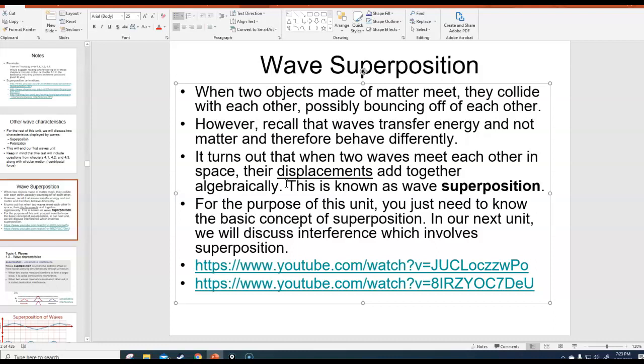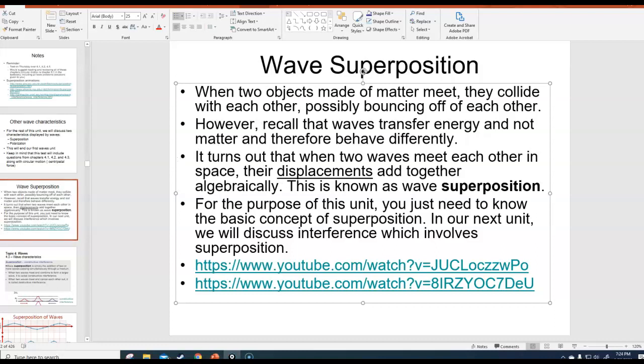And so it turns out that when you have two waves meet each other in space, you get what's called superposition. Okay, and superposition gets its name from the word superimpose, to layer things together on top of one another. So wave superposition is basically the property that waves have, whereby when they meet each other in space, their displacements add together algebraically. And in that one sentence, we have what wave superposition is. Again, wave superposition is just a principle whereby when two waves meet in space, their displacements add together algebraically.